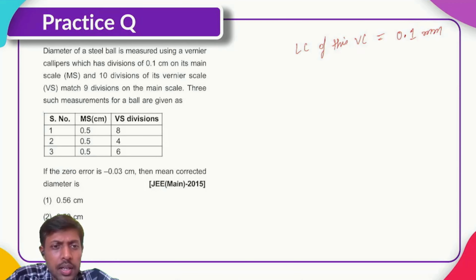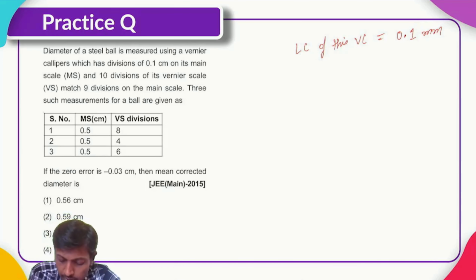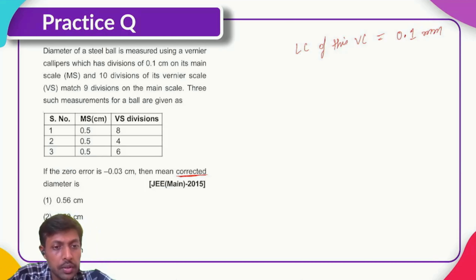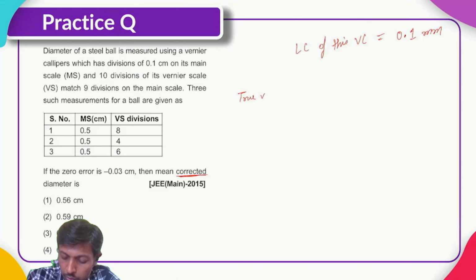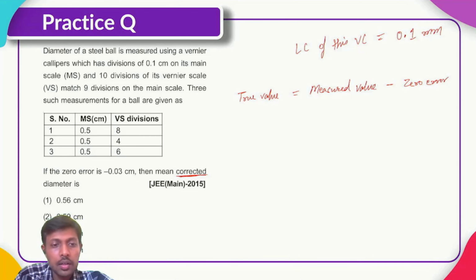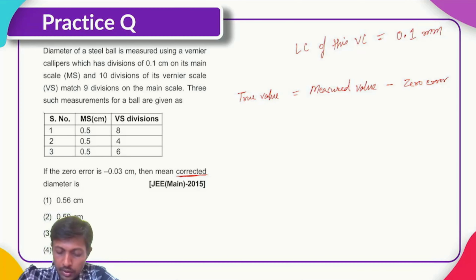3 such measurements are taken for the ball. Zero error is also given here, and the mean corrected diameter, that means corrected for the zero error. So true value is equal to measured value minus the zero error. Remember, we're going to use this formula for reading number 1. The true value, or true value 1, is equal to the measured value.